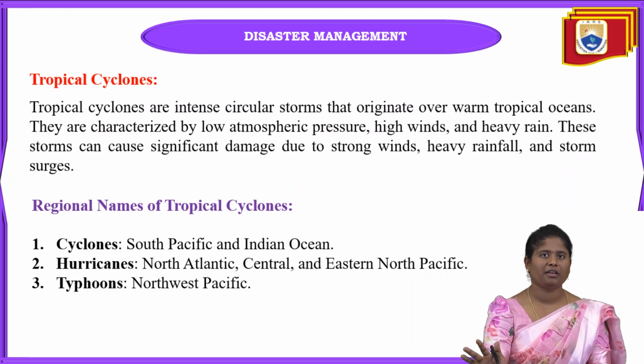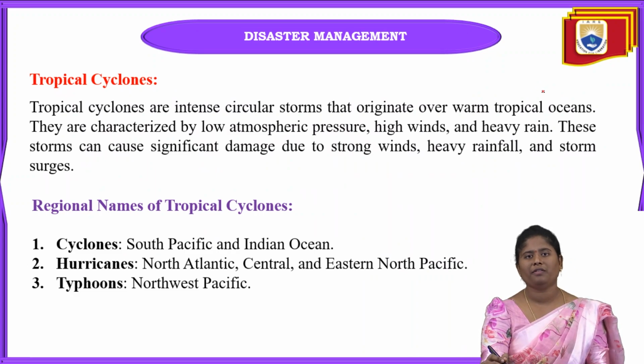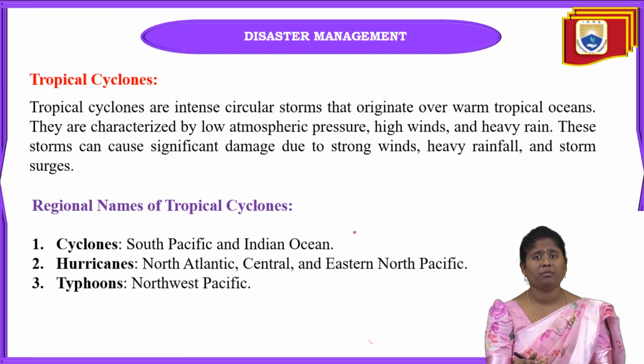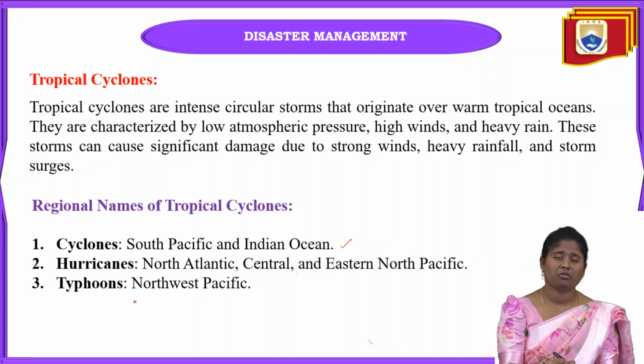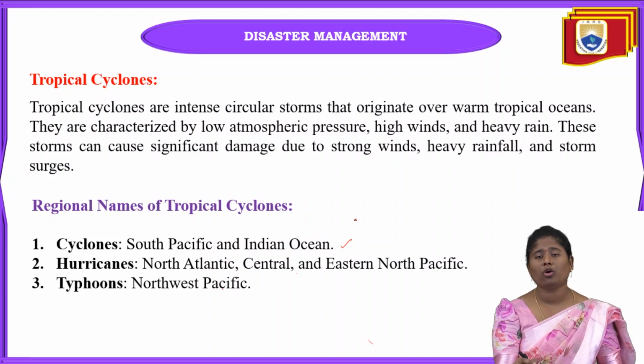Coming to our main topic, that is tropical cyclone. What is meant by a tropical cyclone? It is nothing but an intense circular storm that originates over the tropical oceans. It occurs due to low atmospheric pressure, high winds and also heavy rainfall. What are the regional names of these tropical cyclones? We call them cyclones in the Indian Ocean and South Pacific. Hurricanes is the regional name for the North Atlantic, Central and Eastern North Pacific. Next is Tufan, the regional name for the Northwest Pacific.